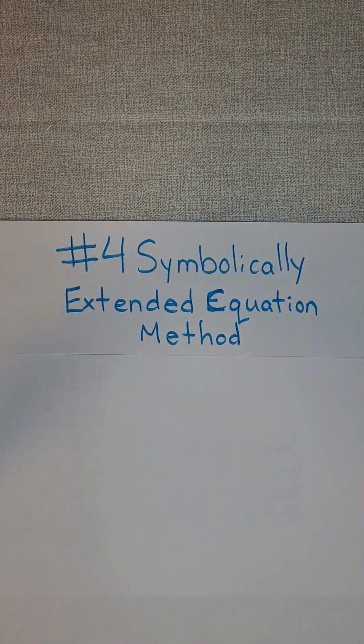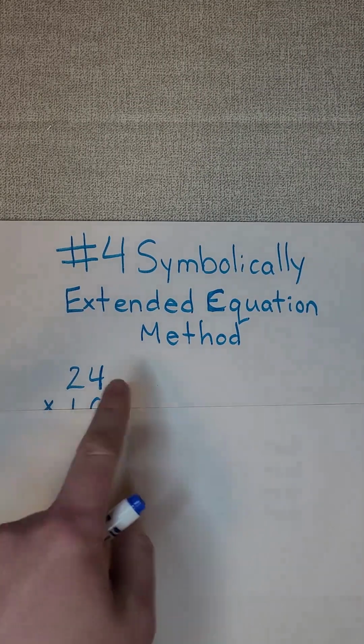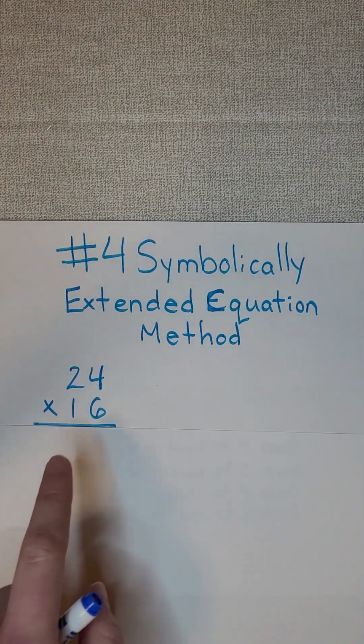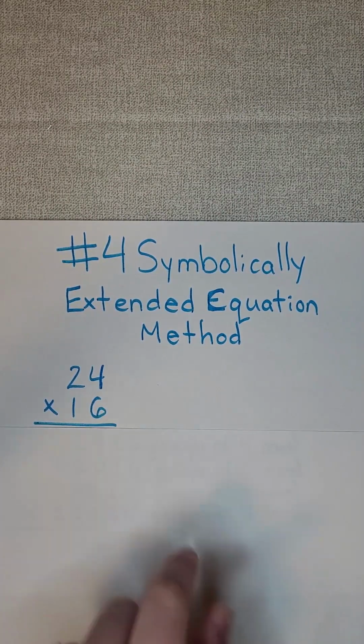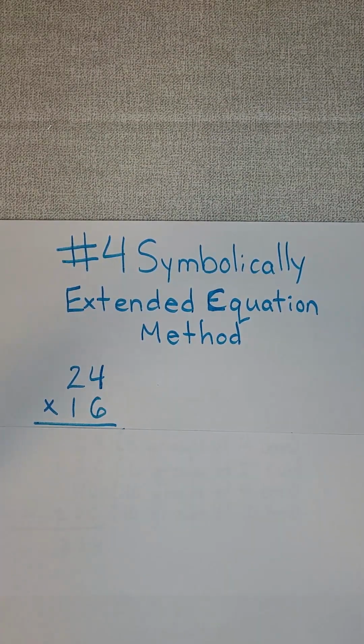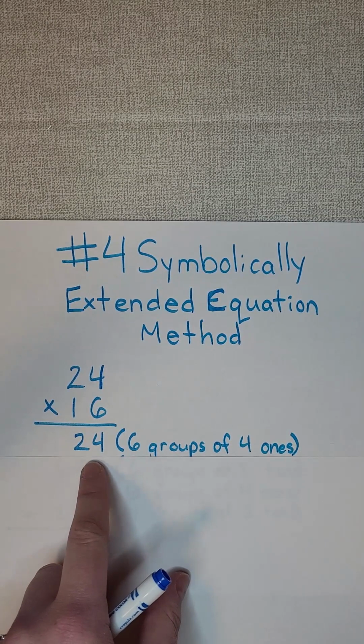Then we have step 4, which is symbolically representing the equation. I like to call this method the extended equation method. So I've stacked my numbers like you do traditionally. However, I'm going to use a slightly different tactic. I'm going to first multiply my ones with each other, and I'm going to get 24.